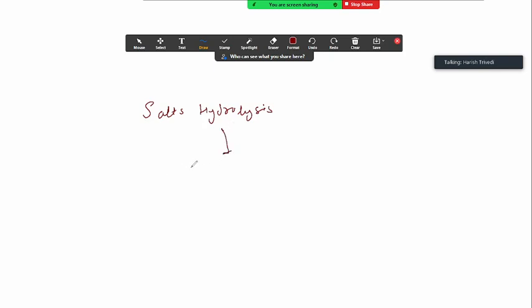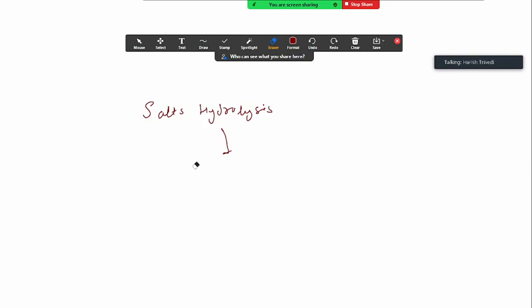It means if any salt is there, A plus B, one of the ions will react with water, and it will make salt and convert your system either acidic or basic. How will it happen? I will give you one example.